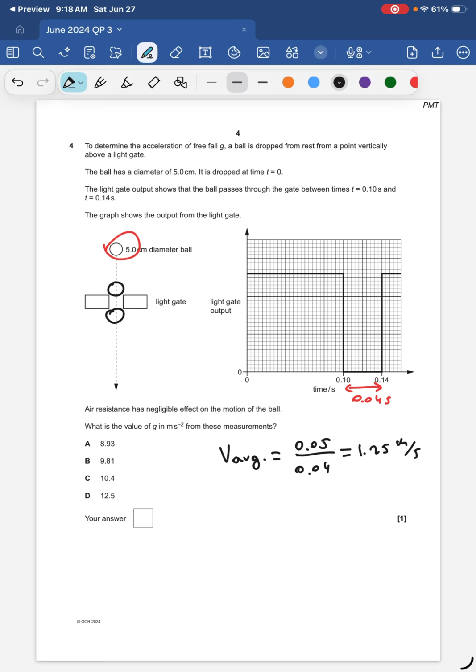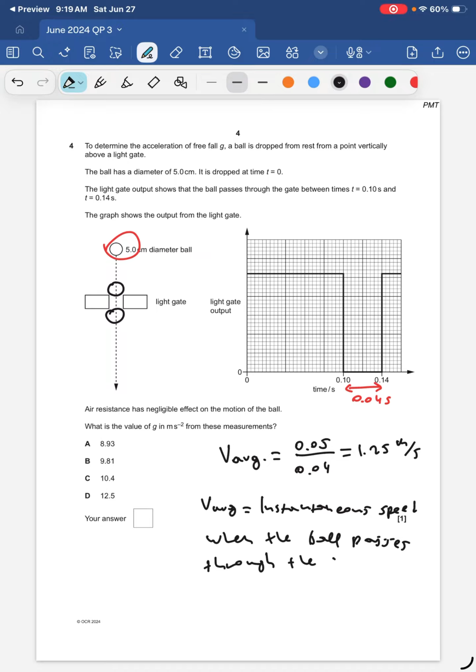Maybe I should write it down. So V average is the instantaneous speed when the ball passes through the midpoint. And this midpoint, so T midpoint, is the average between the two times that they give us. So 0.10 plus 0.14 over 2, which is 0.12 seconds.